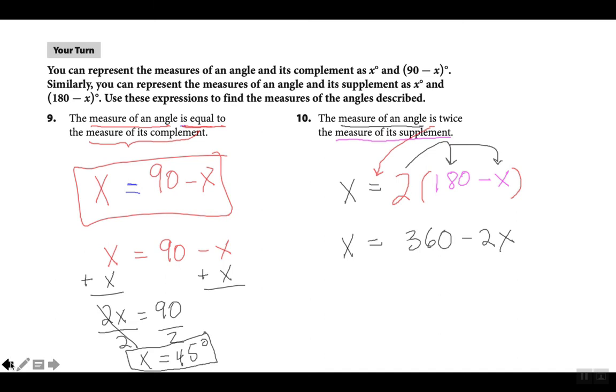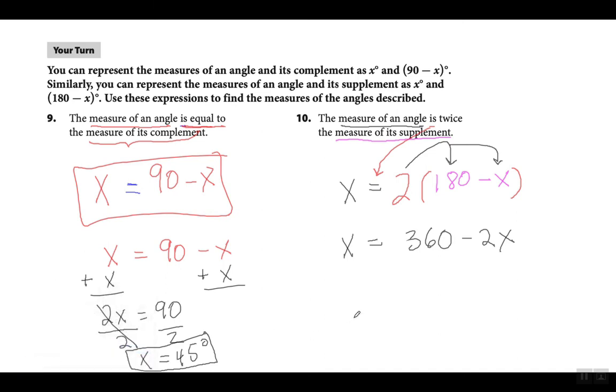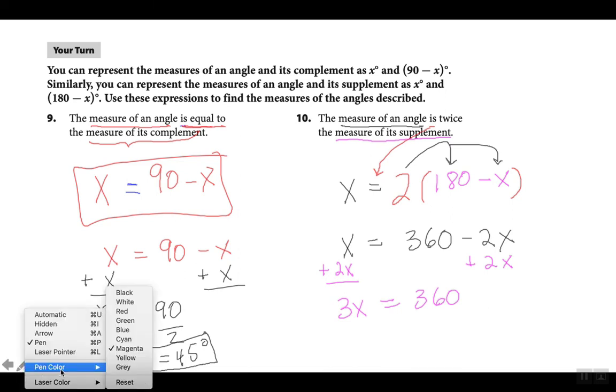Okay, now I got to get all the terms. I got to combine like terms. Everything that has x on one side, everything that doesn't have x on the other side. So I'm going to move minus 2x to the left because that'll keep the number in front of x positive. You don't have to do it that way, but that is going to be the quickest way in this situation. Okay, last step is divide both sides by 3.